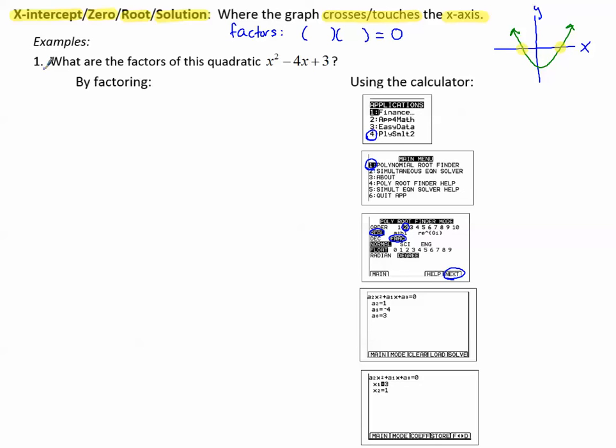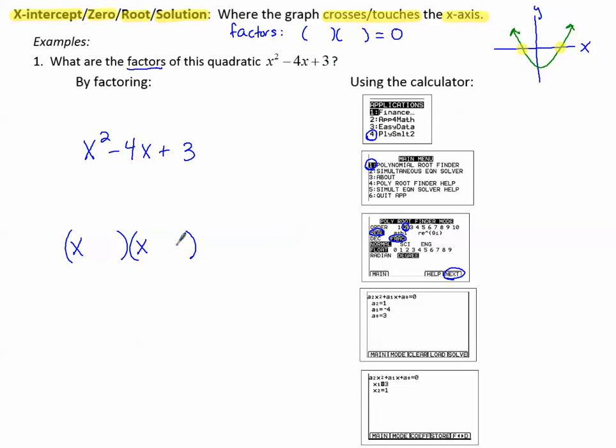Examples. Number 1, what are the factors of this quadratic, x squared minus 4x plus 3? So recently we've factored a trinomial by knowing that if it factors, it will make 2 binomials. No matter how you choose to do this, if this is x squared, we will get x times x for the first terms in each binomial.